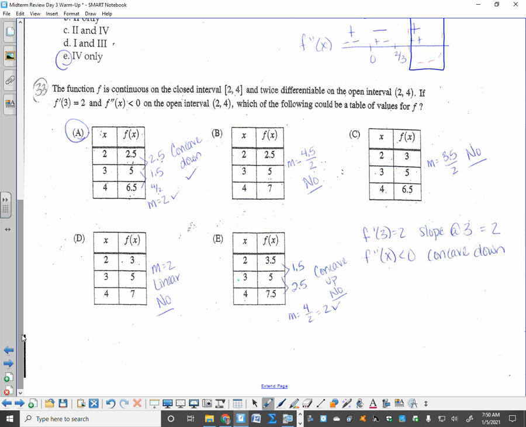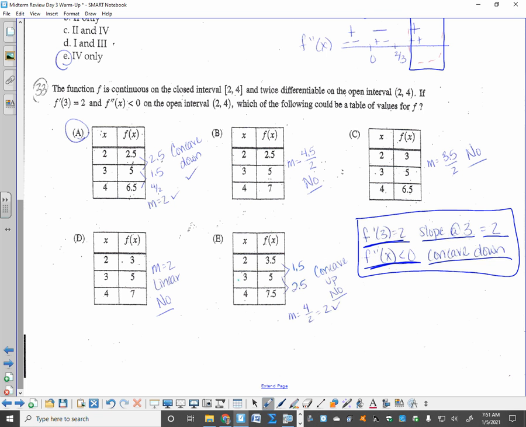If I know that f prime of 3 is 2, then I know the slope at 3 is 2, and f double prime is less than 0. I know that I'm concave down. So that's me just drawing conclusions based on what they said. So I need to have a slope at 3 of 2, and I need to be concave down.